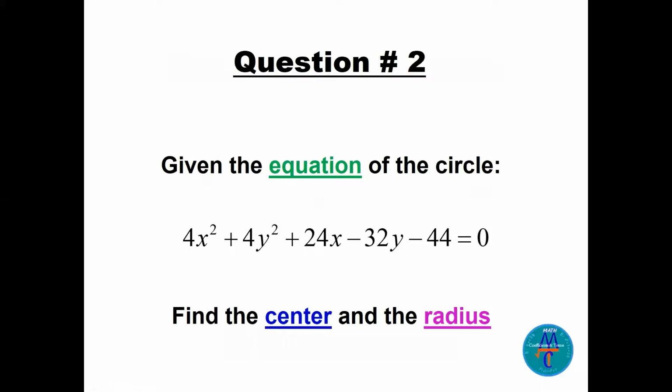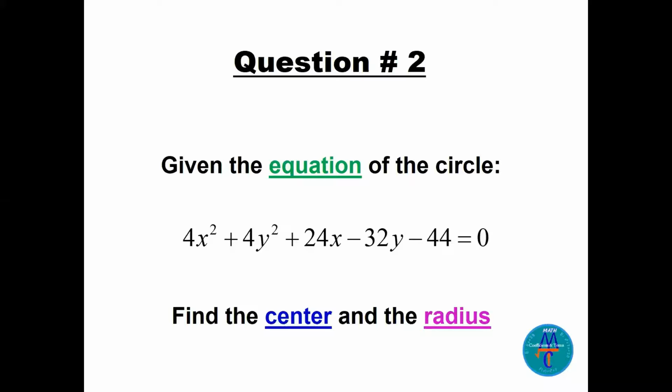Let's see question number 2. Given the equation, see, this is the opposite. More difficult, remember. Given the equation of the circle, I gave you the whole equation, big equation. I told you this is a circle. Find the center, find the radius. See, the first one was easy, and this is not easy, I'm telling you. But you can still do it.